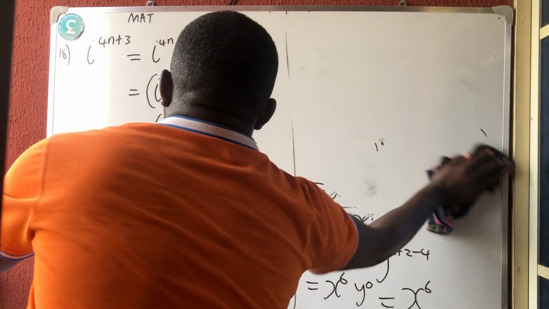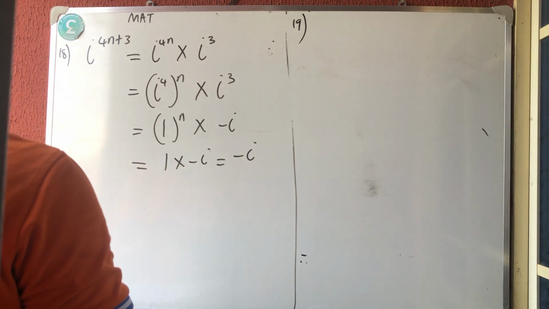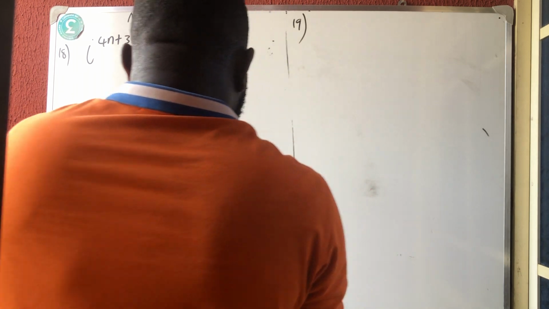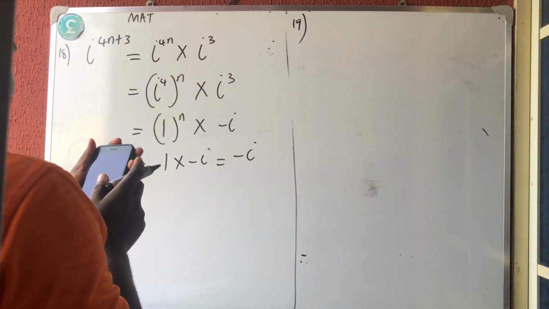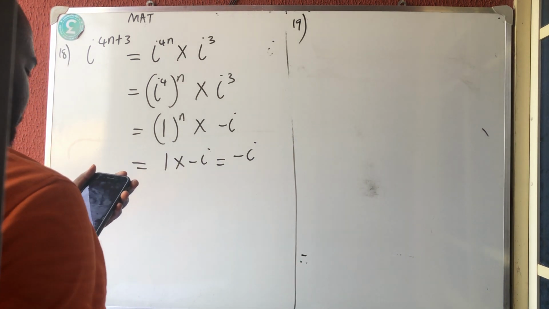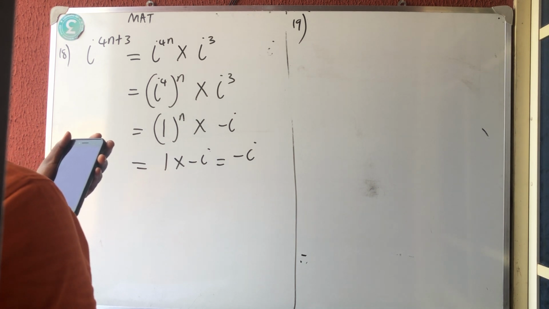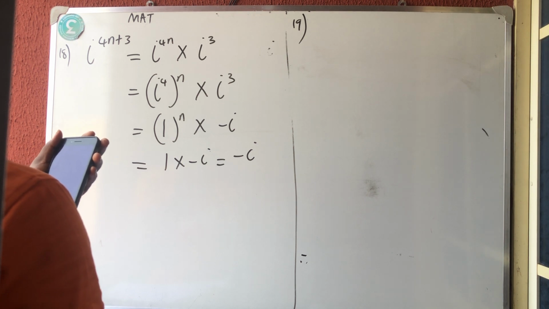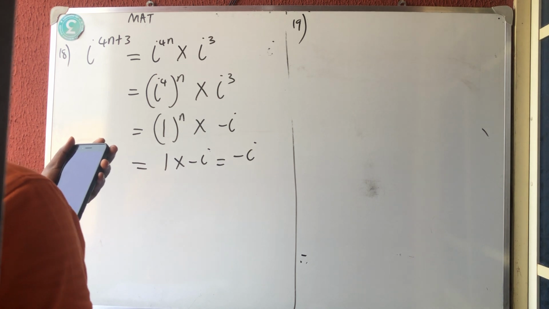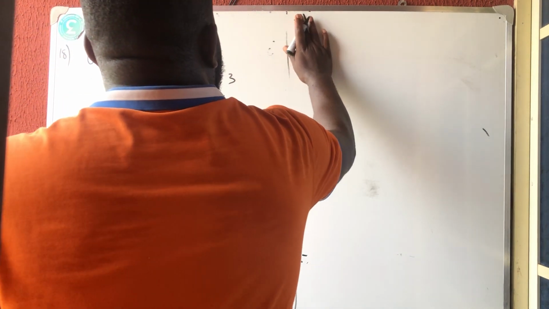Number 19. Number 19 said, which of the following is a well-defined set? The first one said, all the colors in a rainbow. I think that's the answer. The other one said, all the points on a straight line. They are not well defined. All the hardworking teachers in a school, not really well defined. So that's the answer.